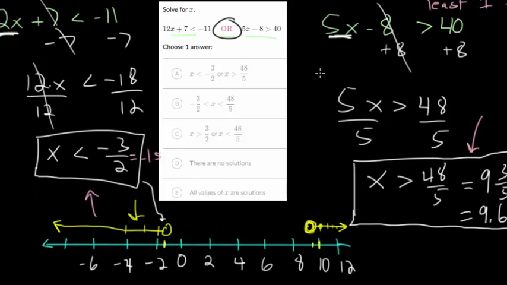So for our answer here, we want all values less than -3/2, and we also want all values bigger than 9.6. So that's going to be this one, choice letter A here. Since notice this part covers this solution set, and this part covers this solution set. And since it's an OR statement, as long as it satisfies one of these, then it's okay.